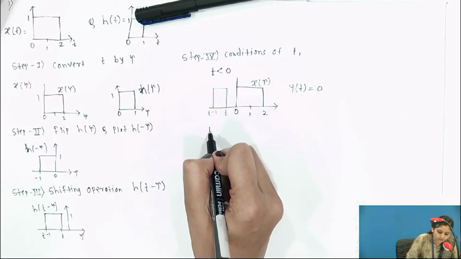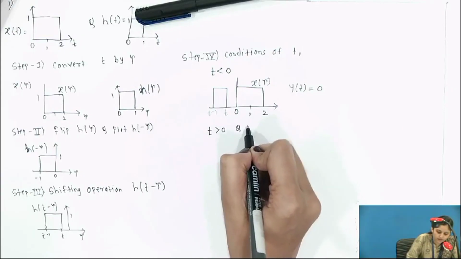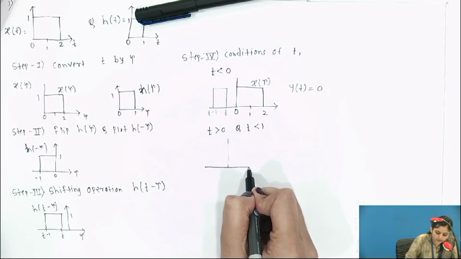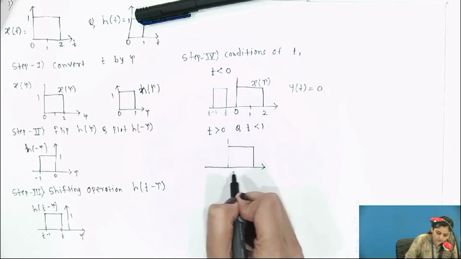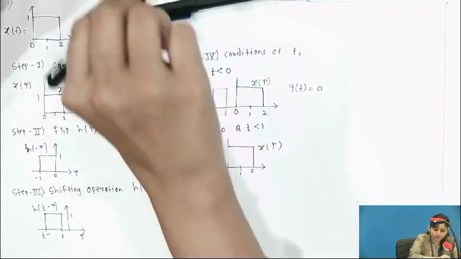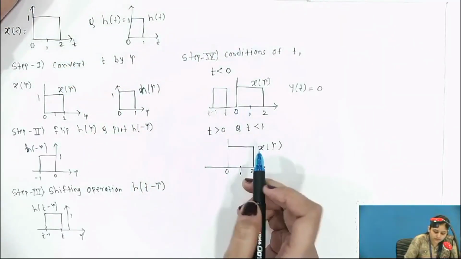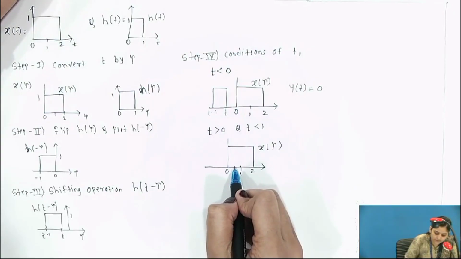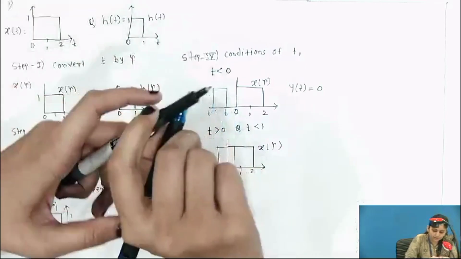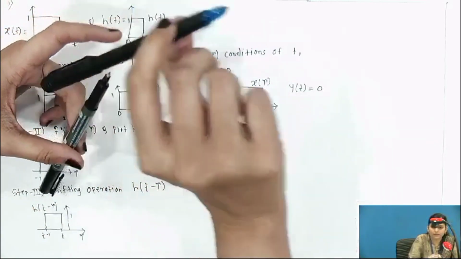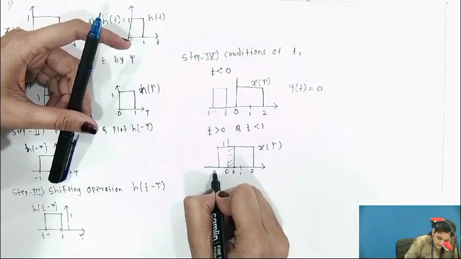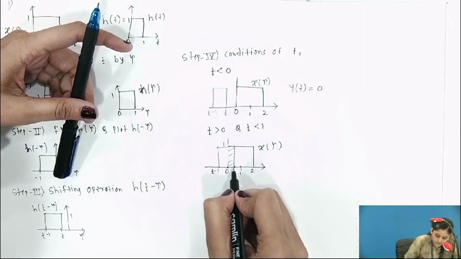Now check the next condition, when t is greater than 0 and t is less than 1. Again our x of tau plot is as it is, 0 to 2. Now we plot h of tau, where t is greater than 0 but less than 1, so it starts from here. The amplitude is the same, 1, but here we get the overlapping region. From here it is t, and here it is t minus 1. So the overlapping region is from 0 to t.